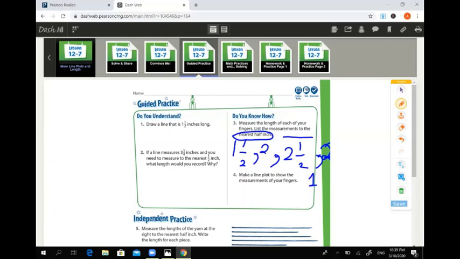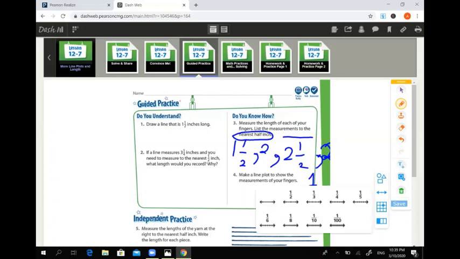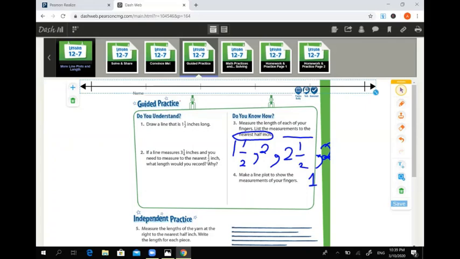Okay, make a line plot. Question number 4, make a line plot to show the measurements of your fingers. So now we will plot these measurements, these numbers, on a number line. Let's see how to draw a number line.